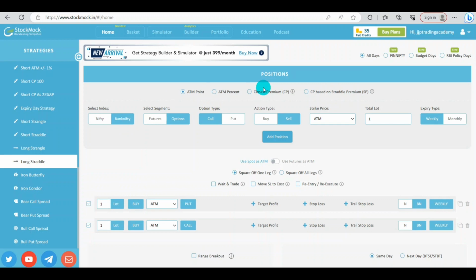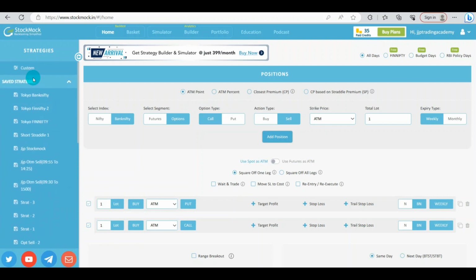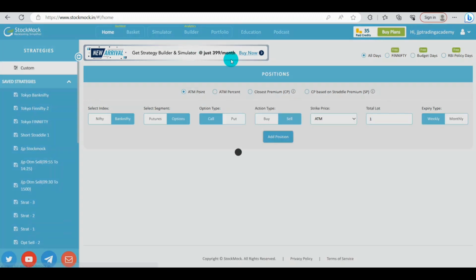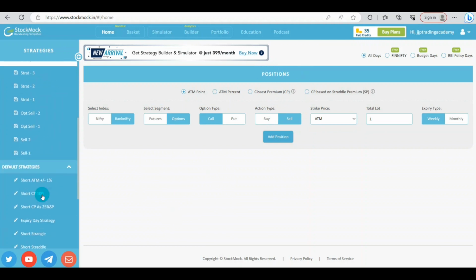So first of all, once you go up, you will be getting an option in the home. If you are in the home, you will be getting the positions. Here only we are going to add the positions, like a Bank Nifty strategy or a Nifty strategy.